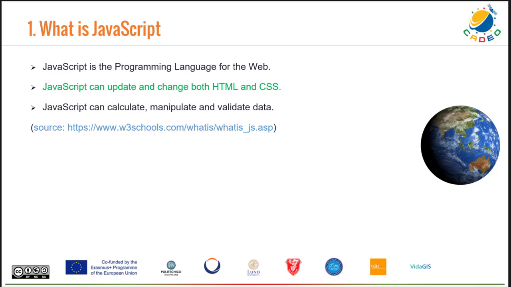JavaScript can update and change HTML and CSS through Document Object Model manipulation. The Document Object Model represents the structure of an HTML document, and JavaScript interacts with the Document Object Model to change the contents. For example, update text and images, modify styles, for example, change colors and fonts, and handle events, for example, button clicks.